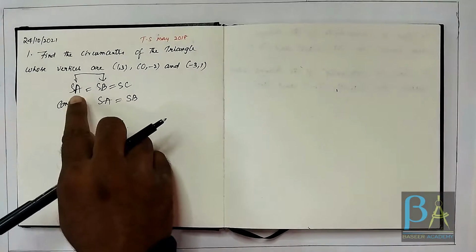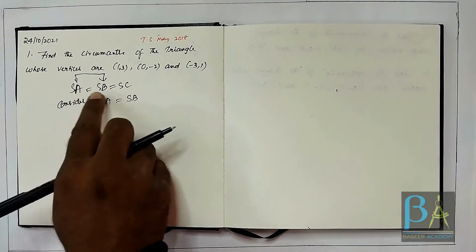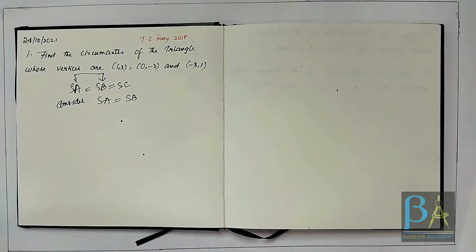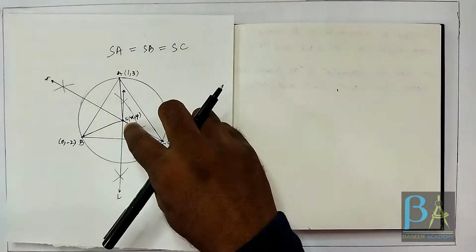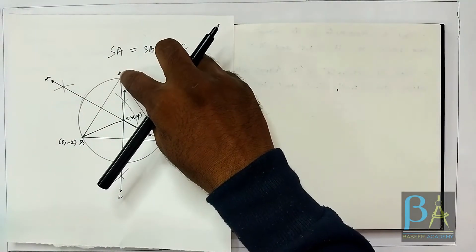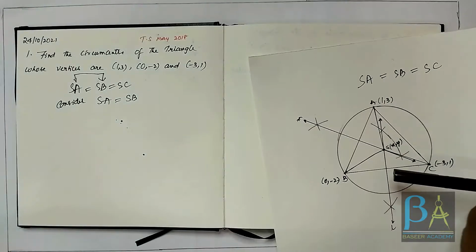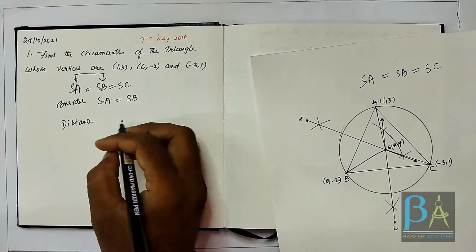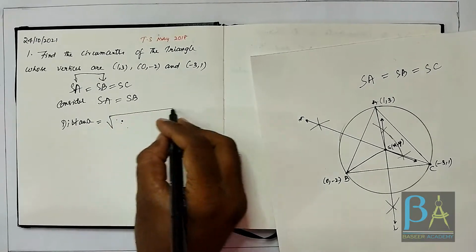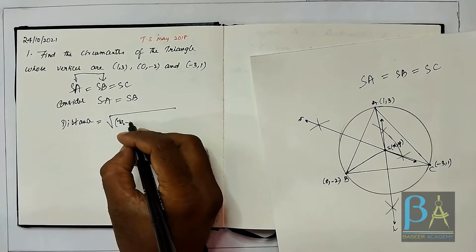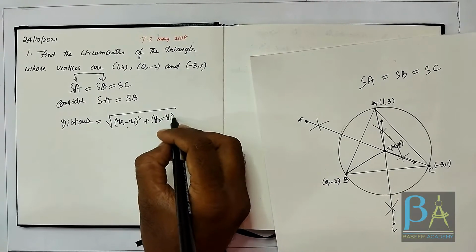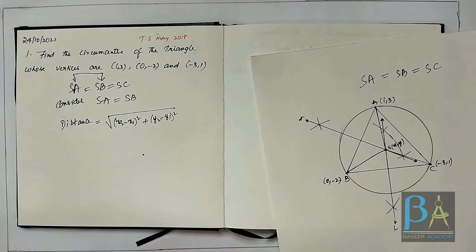Now, let us consider these two things first. SA is equal to SB. Now, what is SA again? SA is the distance from S to a point A on the circle. I hope you know what the distance formula is. When you have two points given to you, the distance can be calculated by using this formula: square root of (x2 minus x1) whole square plus (y2 minus y1) whole square.